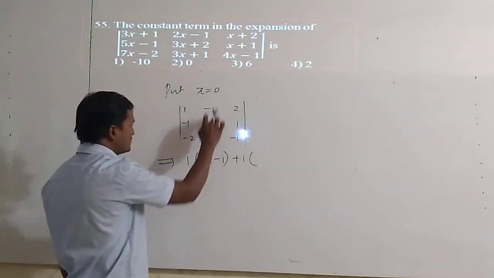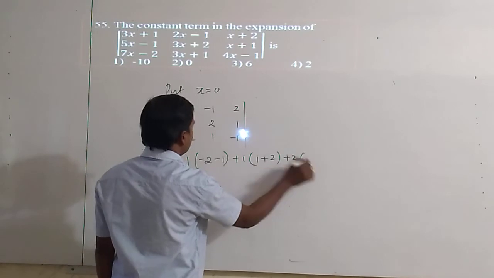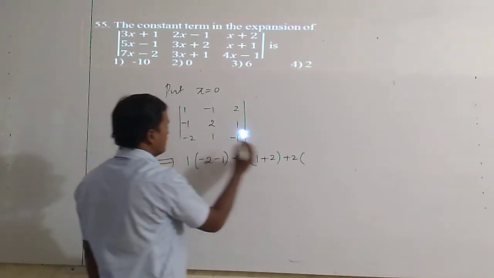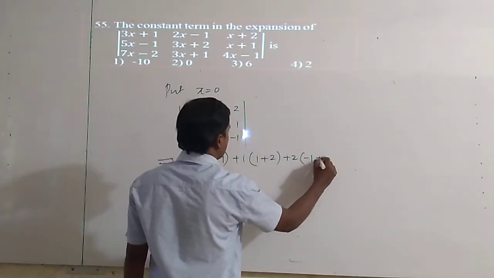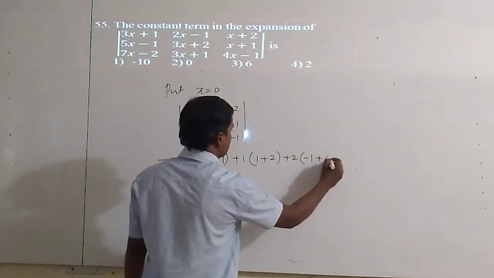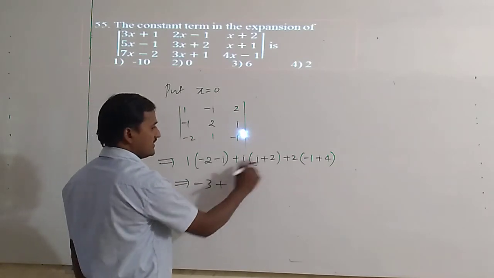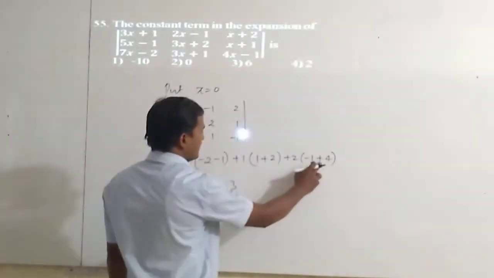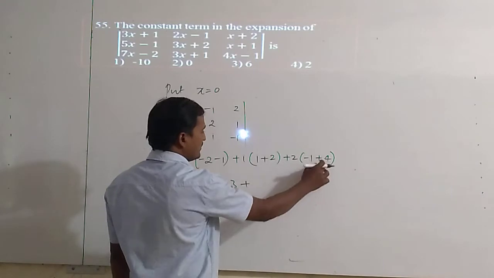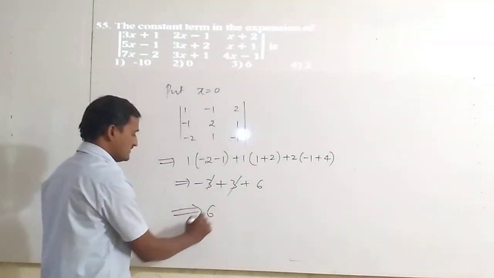I told you the first and second column plus, right? Plus 2 into, I told you the first and second column. So clearly it is -1. Here it is minus into minus becomes plus. Okay, so therefore clearly it becomes -3, and here it is +3, and here it is 2 into 3, 6. This and this will get cancelled. So clearly your answer is 6.